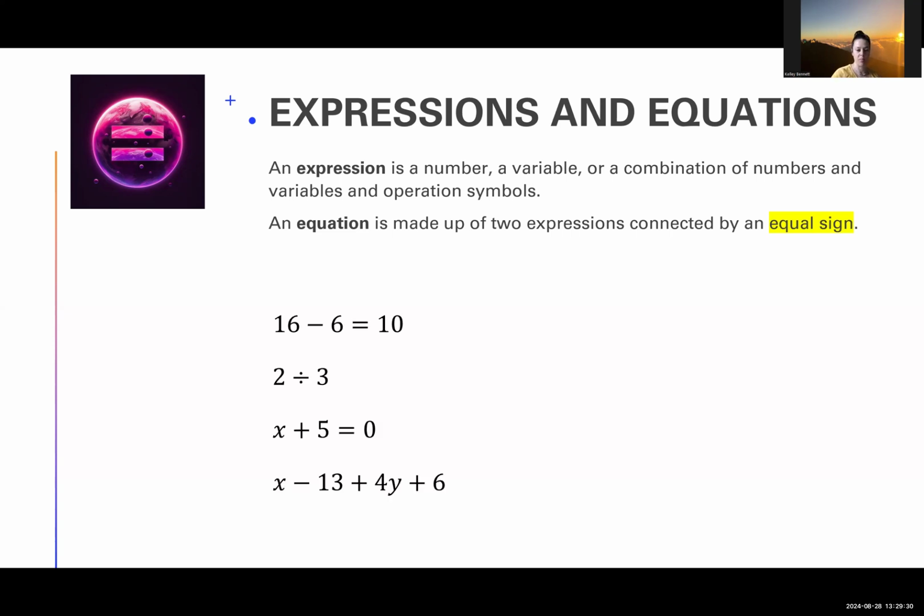So here are four examples. In the first one, we have an equal sign, so it is an equation. In the second one, no equal sign, just division. So this is an expression. The third example is an equation, and the last is an expression. Again, just looking for the presence of an equal sign will lead you down the right path.